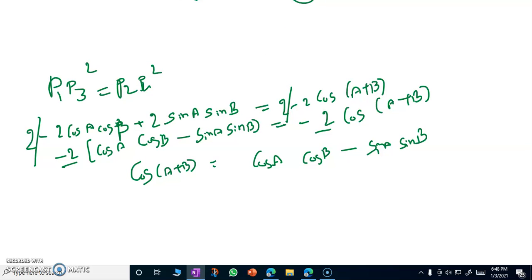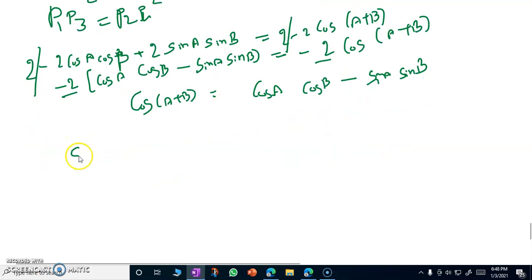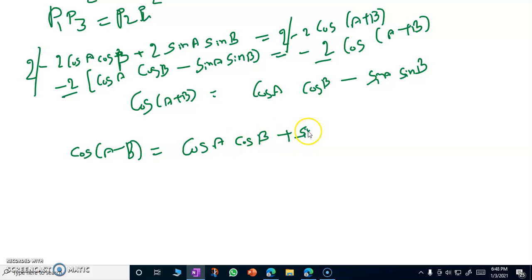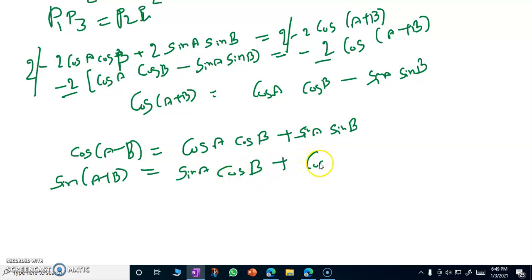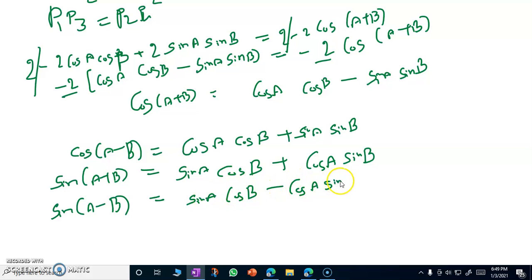two theorems. Cos of A plus B is equal to cos A cos B minus sin A sin B, and one more, in the last video you have seen, cos of A minus B is cos A cos B plus sin A into sin B. With this we can prove two more theorems, that is sin of A plus B. Sin of A plus B is equal to sin A into cos B plus cos A into sin B. Similarly, sin operating on A minus B will be just differing by negative sign. Sin A cos B minus cos A into sin B.